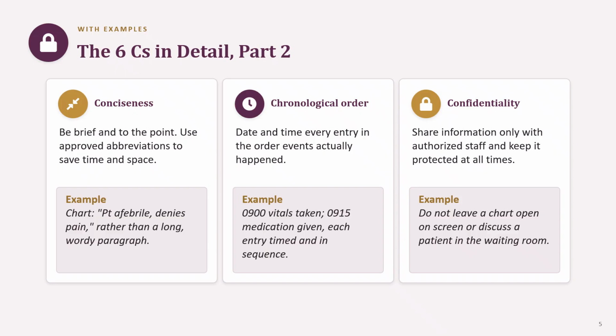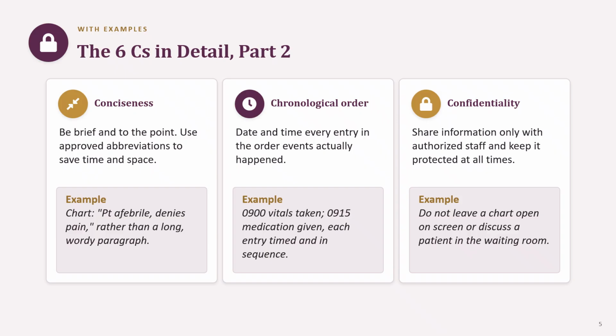Here are the final 3 C's. The fourth is conciseness. Be brief and to the point. Charting does not need to be wordy. In fact, a shorter note is easier to scan in a hurry. Using approved abbreviations saves time and space as long as everyone in the office uses the same ones. For example, patient afebrile denies pain says a lot in 3 words.